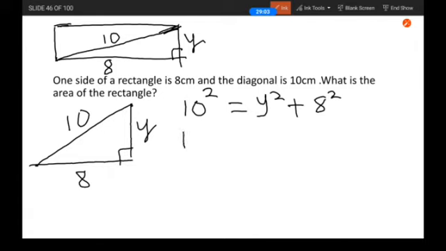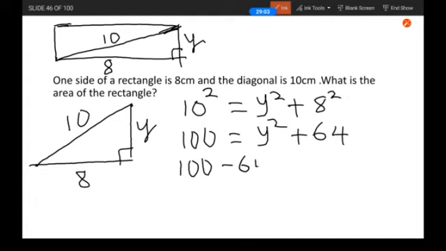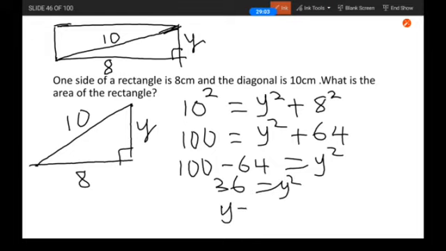So 10 squared is 100, equals y squared, and 8 squared is 64. So we'll be having 100 minus 64, and if you subtract that, you'll be getting 36, such that y will now be the square root of 36, and that becomes 6 centimeter. So that means here is now 6.